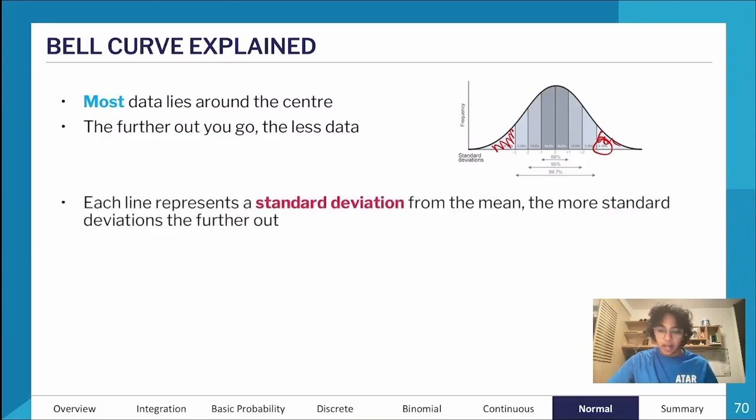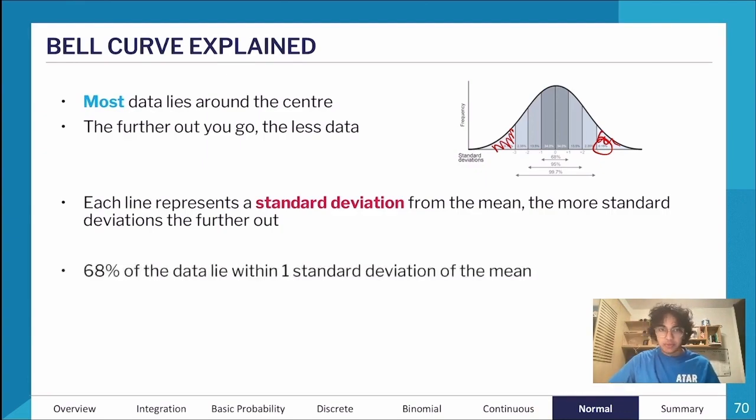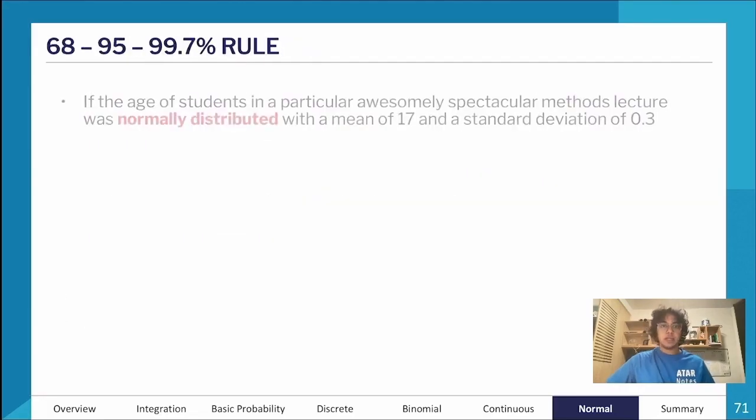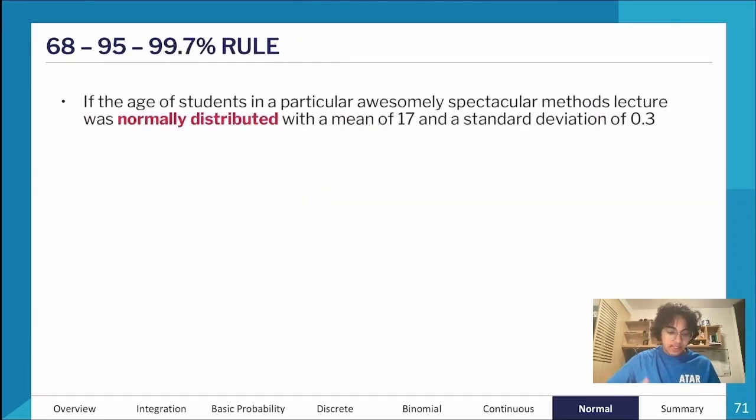Each line in this plot represents a standard deviation from the mean. At the mean, you can see it says 0 standard deviations from the mean. At 1, it's +1 from the mean. At 2, it's +2 from the mean. So hopefully that makes sense. I've sort of already covered this, so I'm going to skip over that. It's known as the 68, 95, 99.7% rule, and yes, you do need to know this.